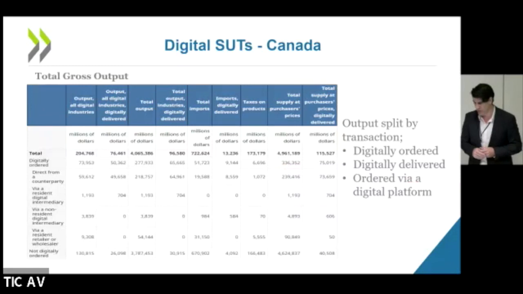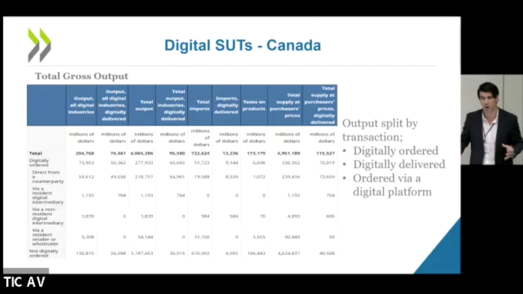If we move on to the digitally ordered, digitally delivered, so the more product view or transactional view of the Canadian outputs, again, you can see here that they've got a split between those that ordered direct with the firm and the amount that was ordered via a third party, the digital intermediary platform. And then importantly, you've got digitally delivered imports as well.